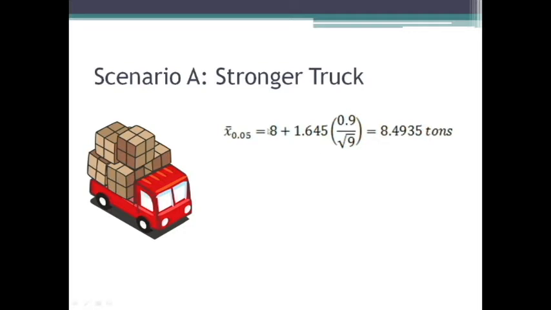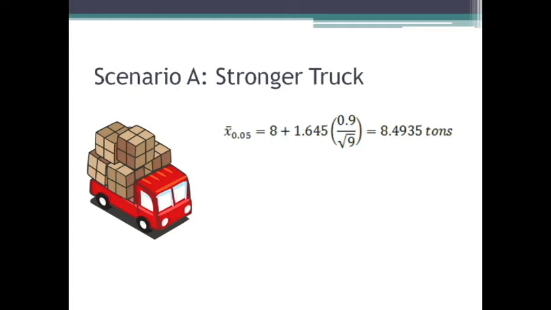Here's our average of 8. Here's our 1.645, the critical value of Z at 5% or 95% confidence. Here's our standard deviation. We have 9 trucks, 8.4935.